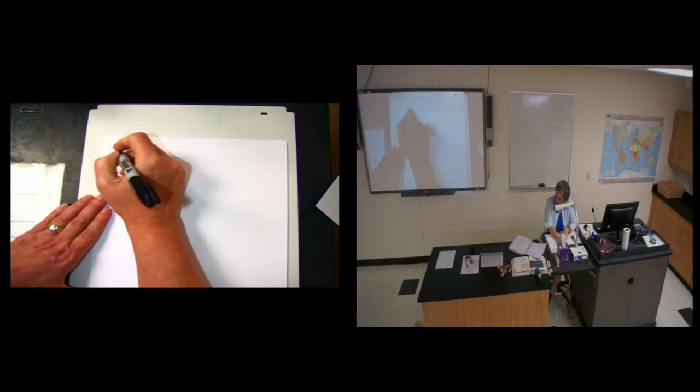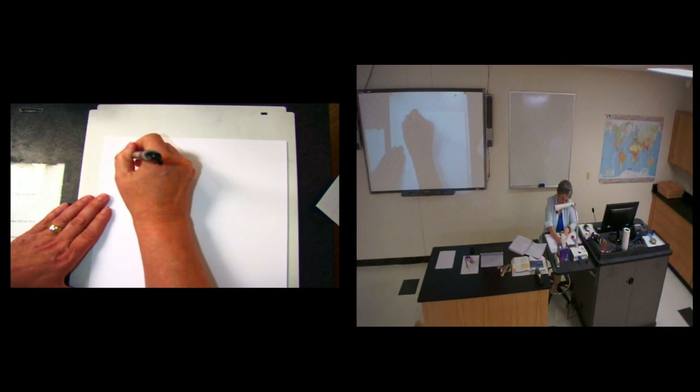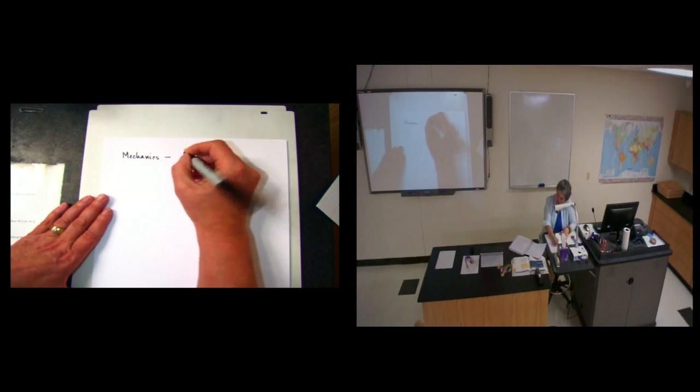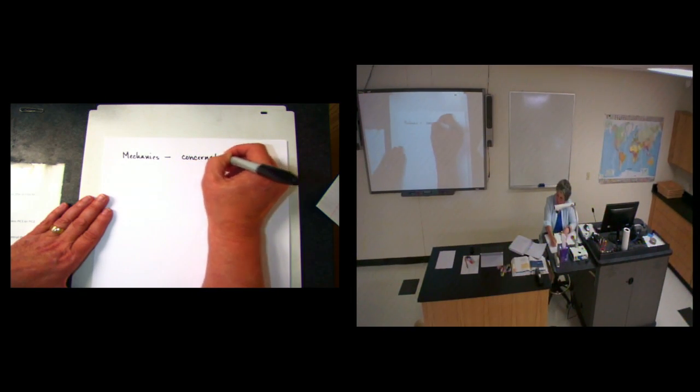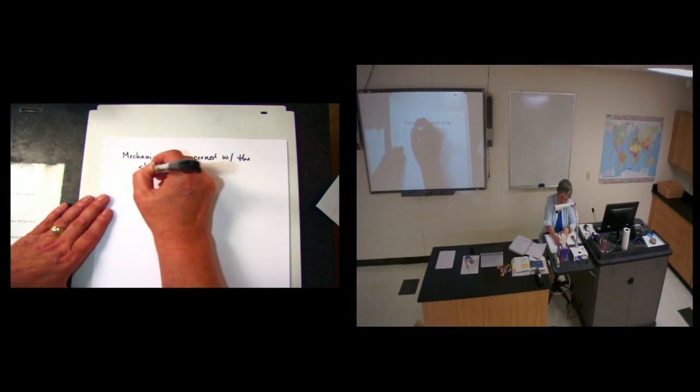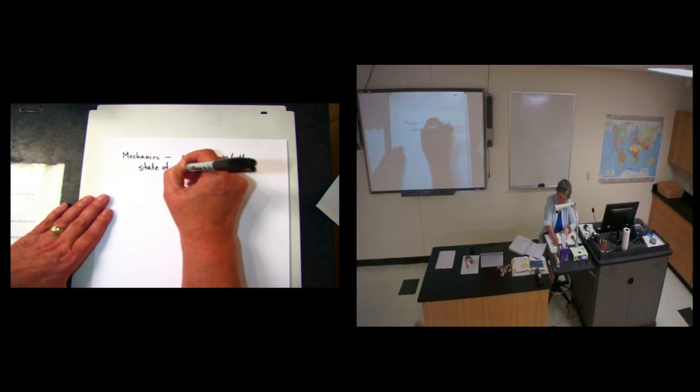And if we start with just mechanics, we're concerned with the state of rest or motion of an object or body. Okay? So we're dealing with an object or body. So in this class, we're going to deal with two types of bodies. One is a particle, and the other is a rigid body.